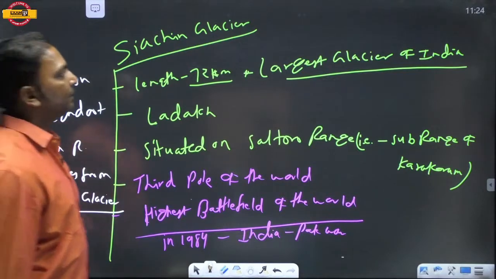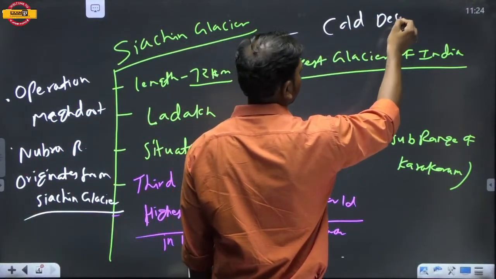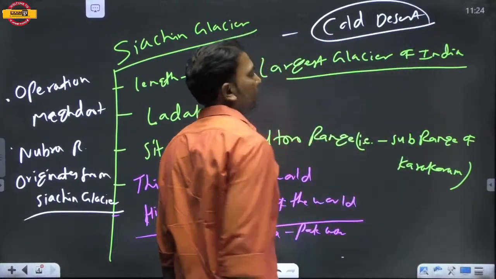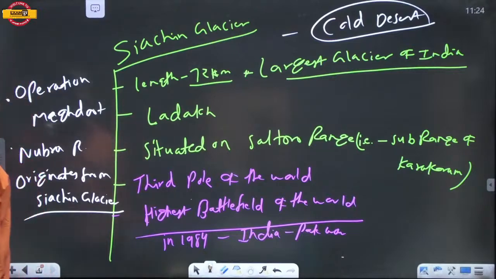Then this one is also a cold desert. So that is the point about the Siachen Glacier.